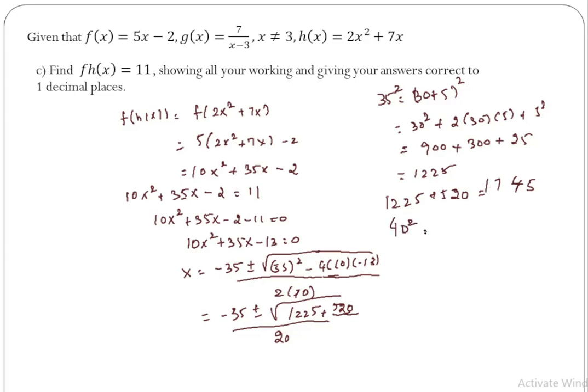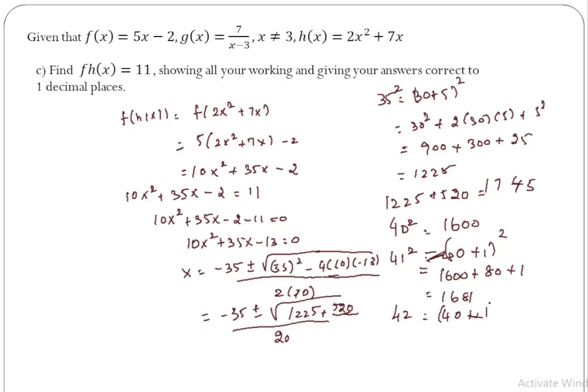Now we can check with the 40 square. 40 squared is 1600. So 41 squared would be 40 plus 1 the whole square. The way we can solve, 1600 plus 2 4s are 8, 80, plus 1. So 1681. Then we can also find 42 in the same way.